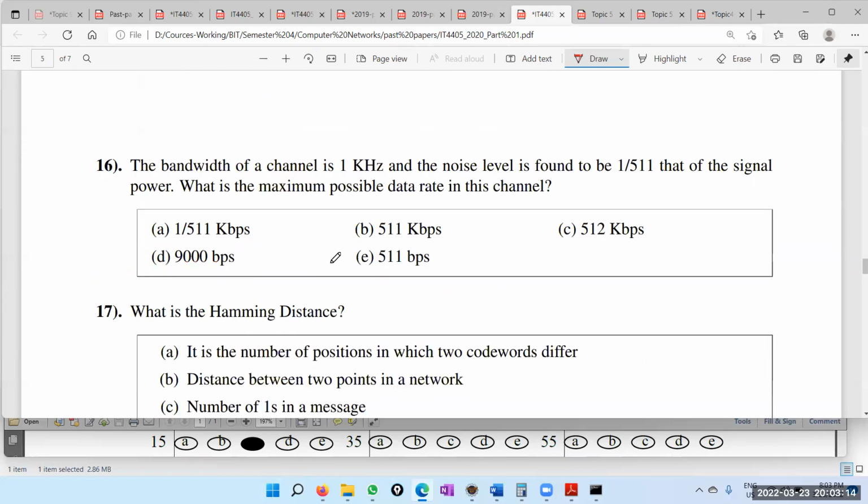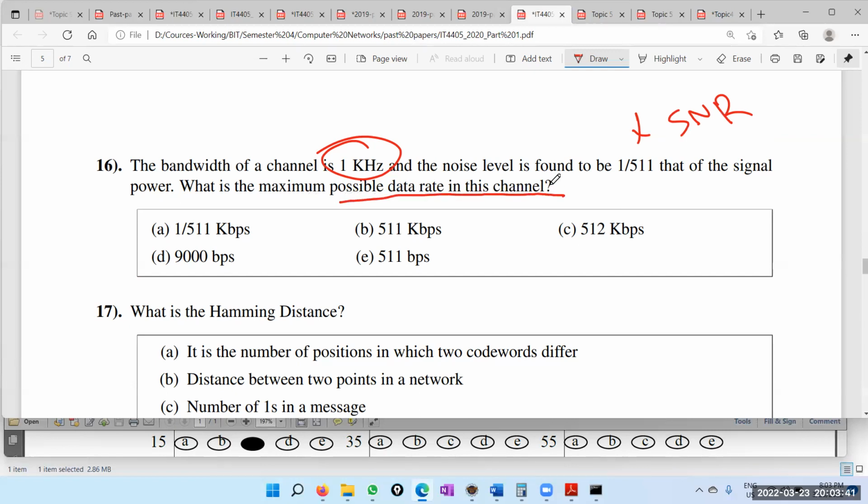16. The bandwidth of a channel is 1 kilohertz. We did this formula. The bandwidth is given and the noise level is found to be 1/511. That is the signal to noise ratio, SNR. They have given it in a different format now. What is the maximum possible data rate?